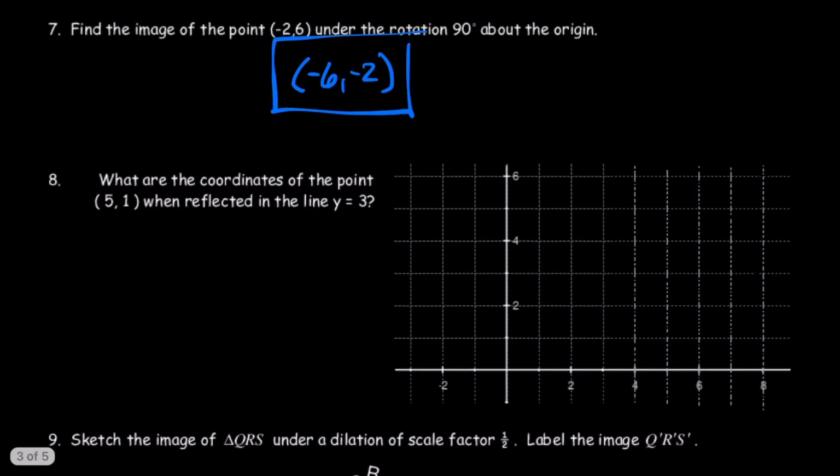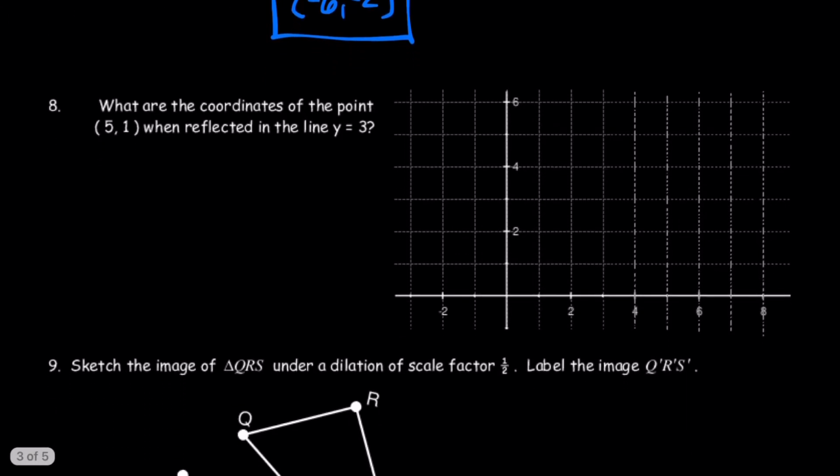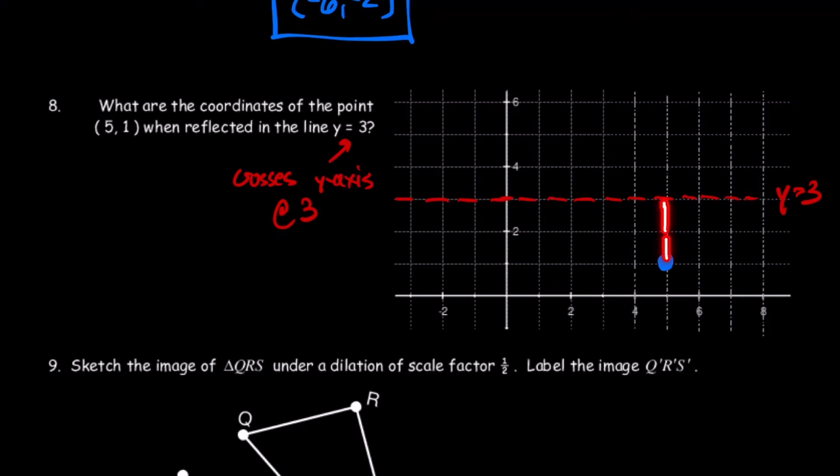Question 8, what are the coordinates of the point (5, 1) when reflected in the line y = 3? First thing we'll do here is plot the point (5, 1). Now the line y = 3, remember, crosses the y-axis at 3. So here's my y-axis. I have to cross that. It's a horizontal line, y = 3. And how do you reflect this point? You have to travel to the line. So count those spaces, 2. Then you go 2 to the other side. It'll be that point right there.